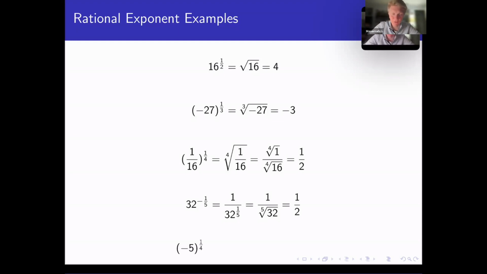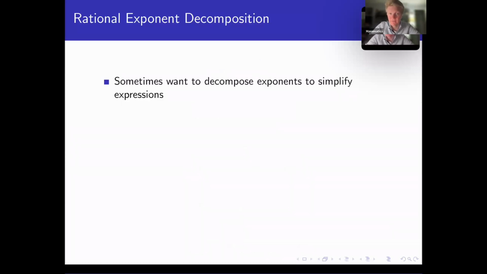Negative 5 to the 1/4. To the 1/4 power means fourth root of negative 5. And we can't take even roots of negative numbers. We can take odd roots of negative numbers. We cannot take even roots of negative numbers. So negative 5 to the 1/4, fourth root of negative 5 does not exist.